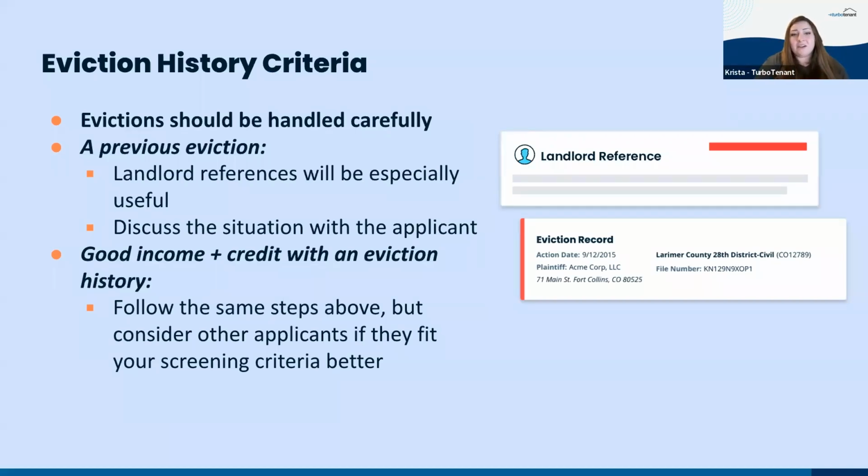Now, evictions are a hot button topic, and understandably so. However, it bears understanding that some states don't allow you to pull eviction history. New York, for example, does not allow you to pull eviction history anymore. With that in mind, if you are in a state where you can look at eviction history, you want to handle them carefully. Why is that? Well, unfortunately, evictions disproportionately impact people of color.